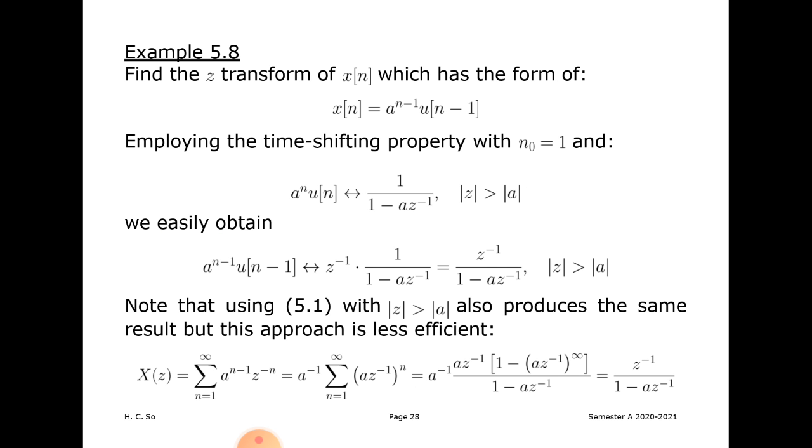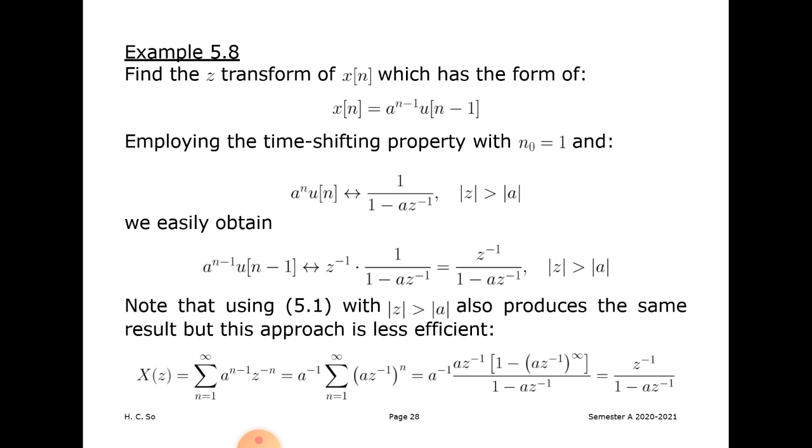For example, find the Z transform of x(n) = a^(n-1) u(n-1). Employing the time shifting property with n0 = 1, a^n u(n) corresponds to 1 divided by 1 minus a z^-1, modulus of z greater than modulus of a. We easily obtain a^(n-1) u(n-1) corresponds to z^-1 times 1 divided by 1 minus a z^-1, which is z^-1 divided by 1 minus a z^-1, where modulus of z is greater than modulus of a.